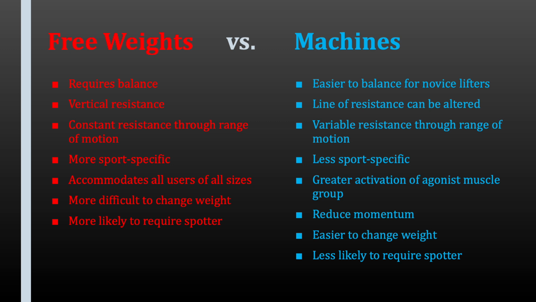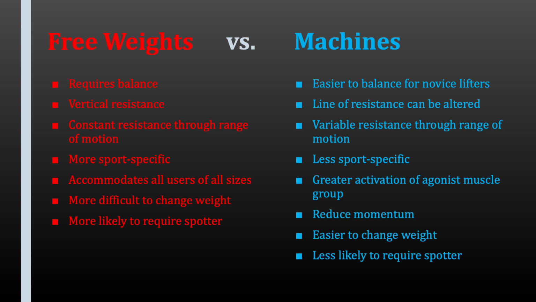In comparison to free weights, it requires a whole lot more balance. Vertical resistance. We have a constant resistance throughout the range of motion. It's very sport specific. It accommodates all users of all sizes. For instance, on a machine, someone who is very short or very tall may not fit appropriately within the chair or in a specific machine because of their size or even weight.